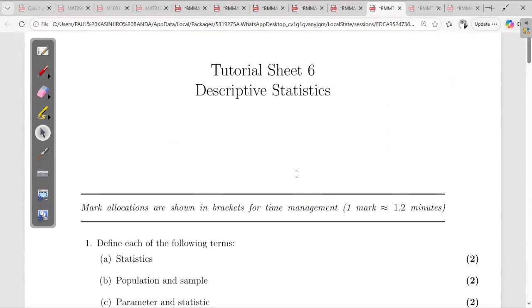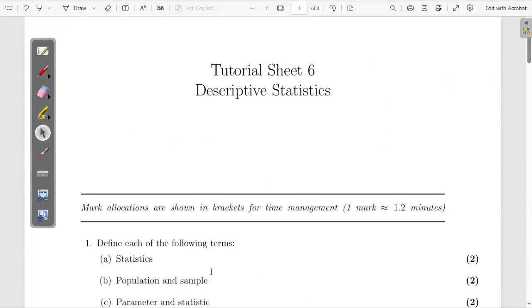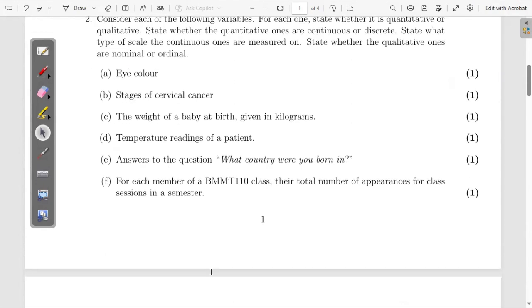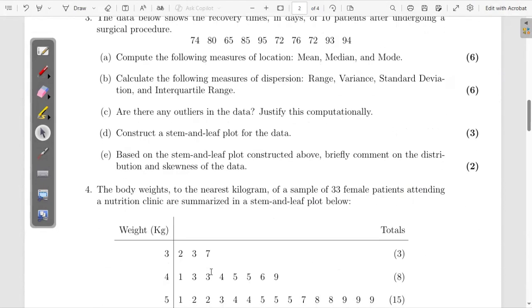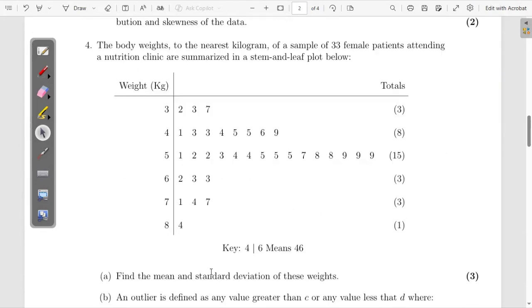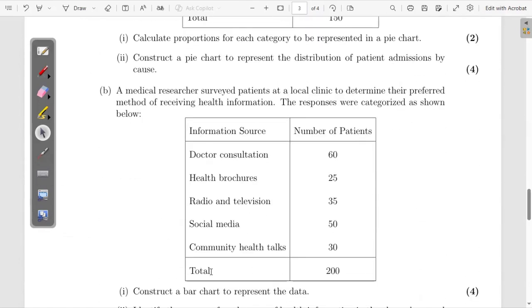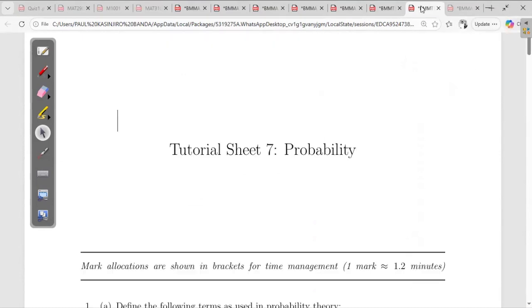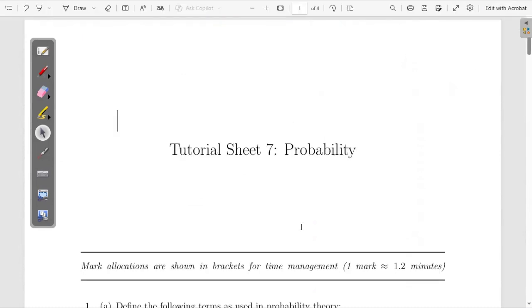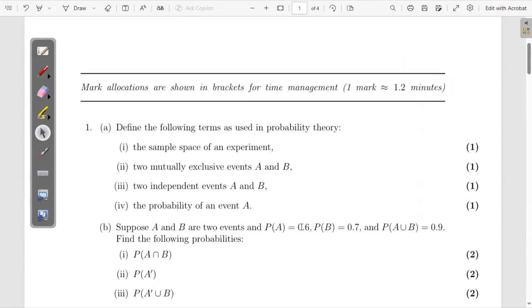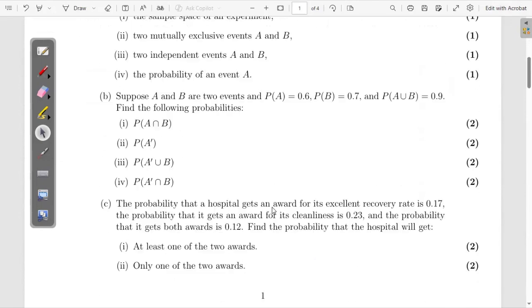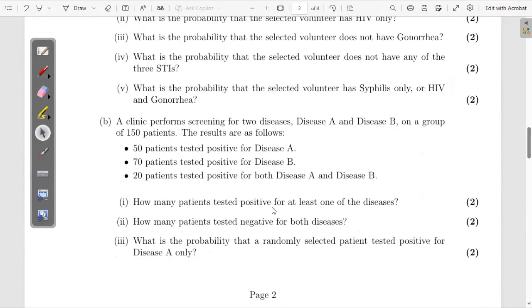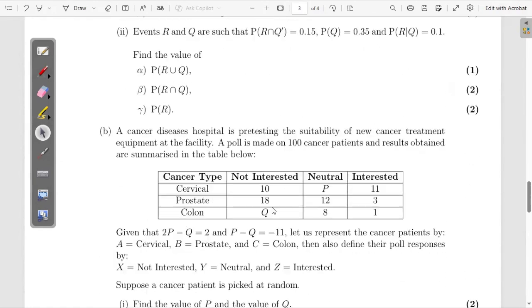Tutorial sheet 6 is on descriptive statistics. Again, we've done justice to this tutorial sheet. We've explained all the concepts clearly and you can access them on the website. Okay, so all these questions have been solved. Tutorial sheet 7, which will be the last tutorial sheet on probability for semester 1, has also been solved. So all these questions that you can see here have actually been solved and they're available on the website.